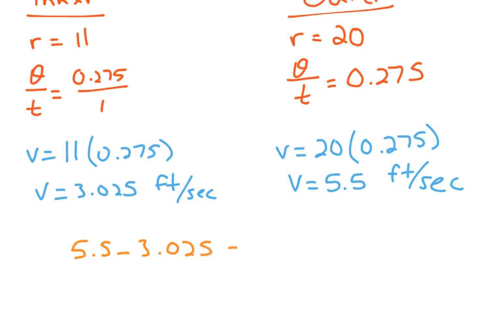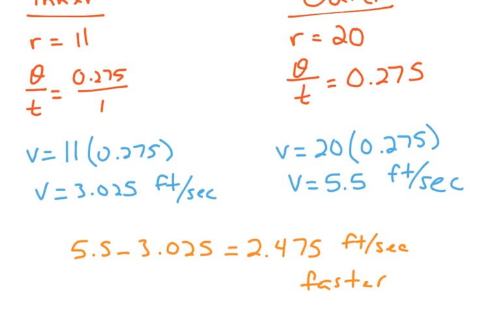And when we do that, we get 2.475 feet per second faster. So the outside rider is traveling at almost 3 feet per second faster than somebody on the inside.